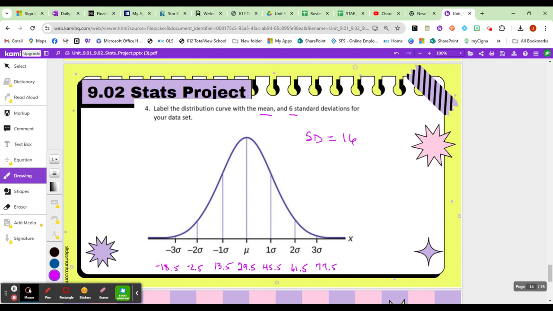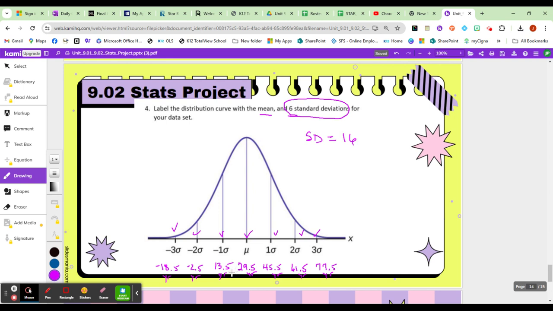And these all represent years, because remember, we're talking about lifespan of my animals. It can't be negative years, so I know that doesn't make sense, but you do need to label 6 standard deviations. So it's going to be 3 to the right. So this one, this one, this one. You also need to label your mean. Your mean's always in the middle. And then you need to label the 3 standard deviations to the left.